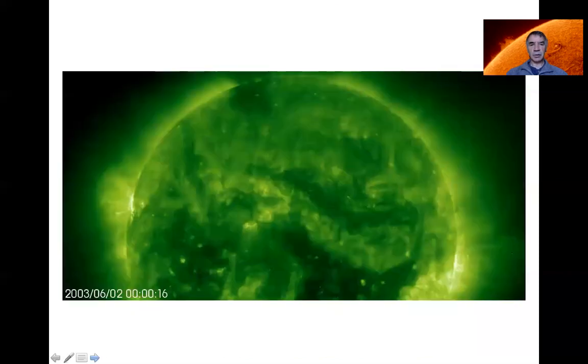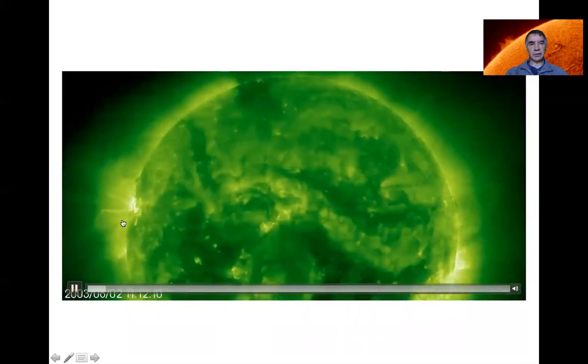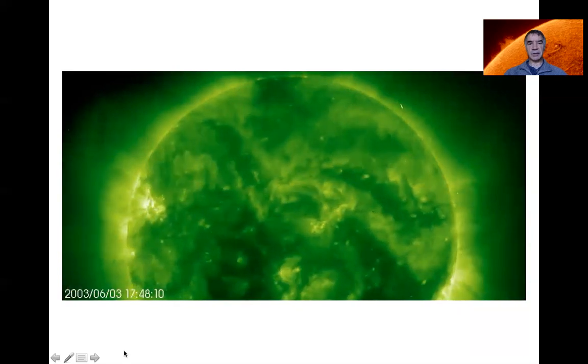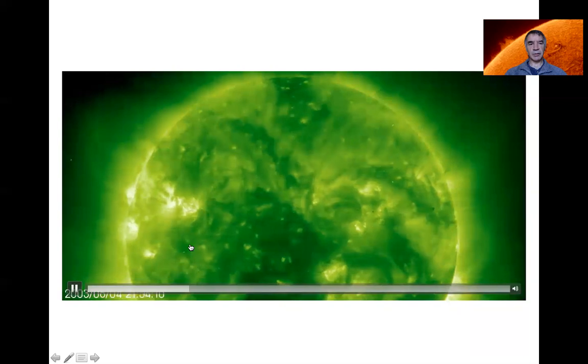The next one is a little bit more detailed. So again, this is from extreme ultraviolet wavelengths, so you can start to see these loops here. So you've got these very active regions here, and if we play this, you can see it's just a constant barrage of activity here. So obviously this was a very active time. You can see more loops coming over the surface here.